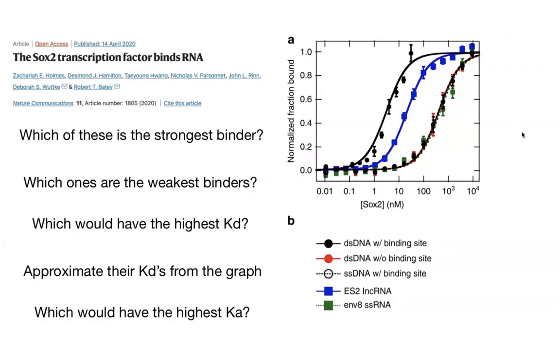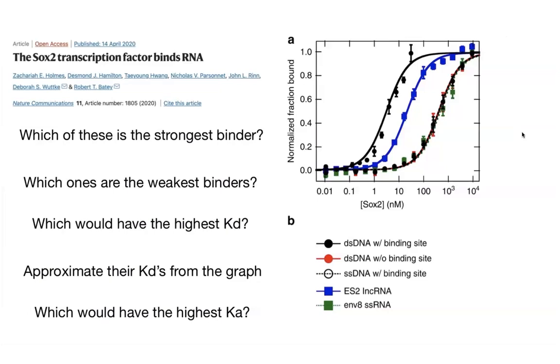So which of these is going to be the strongest binder? Remember, the strongest binder is the one where you need less of the other partner in order for half of it to be bound. It's going to be the one with the lowest KD. In this case, it's going to be the black one on the left. This graph is really confusing in that they have double-stranded DNA with a binding site and single-stranded DNA with binding site.